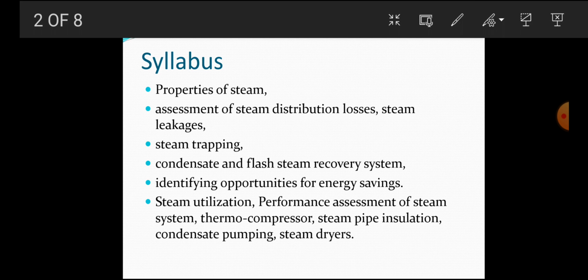The topics we are going to discuss are properties of steam, then assessment of losses, that is where there are losses, then steam trapping, then condensate and flash recovery systems, how we can recover the condensate and flash steam, then identifying opportunities for energy saving, and then steam utilization. These are the topics we are going to discuss in this steam system. So we'll start with properties of steam.